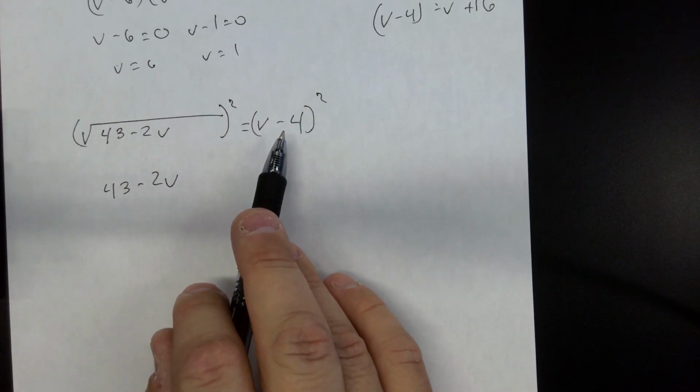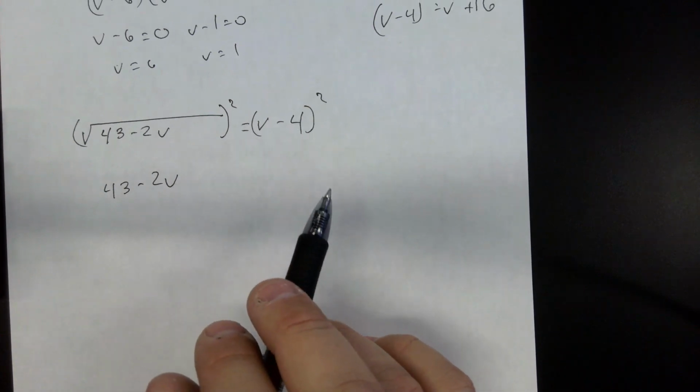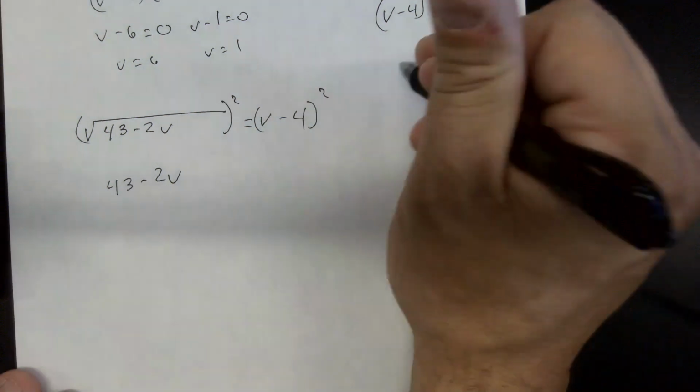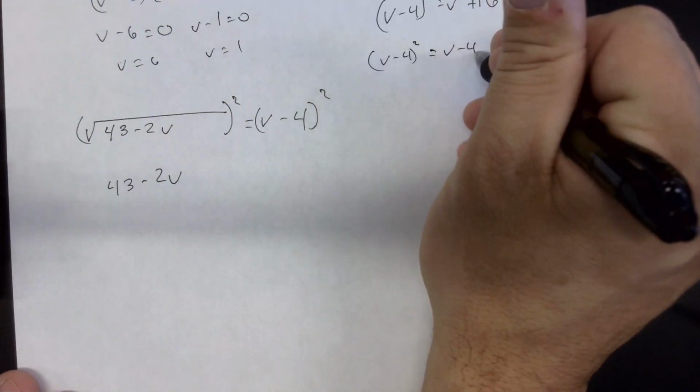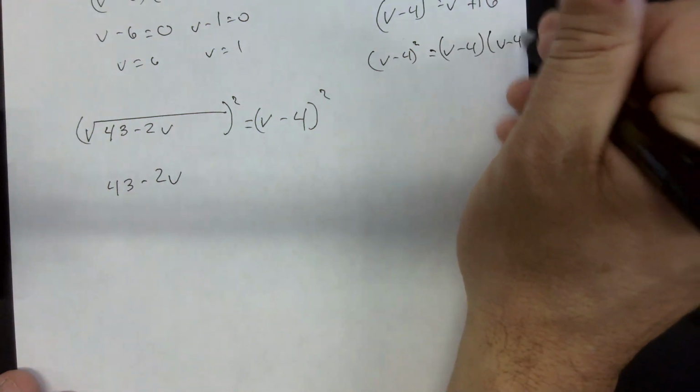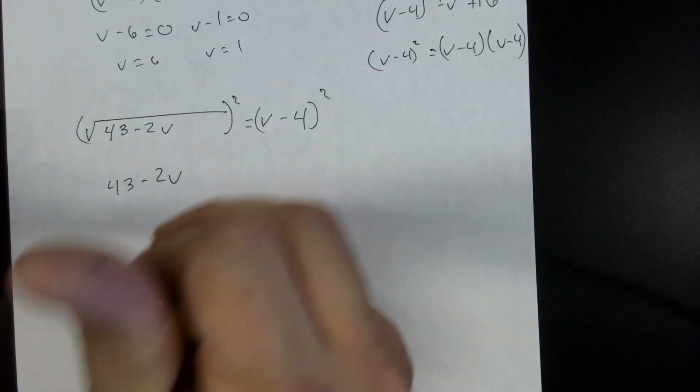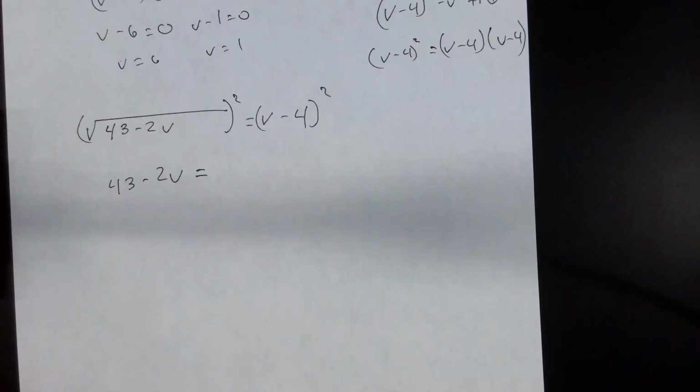Max, say louder. You're supposed to foil it. Yes, because it's v minus 4 squared, that is v minus 4 times v minus 4. So everyone go through, take 20 seconds and foil that.